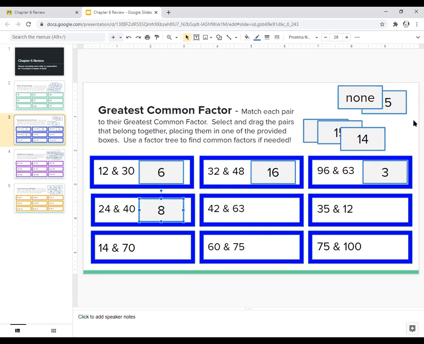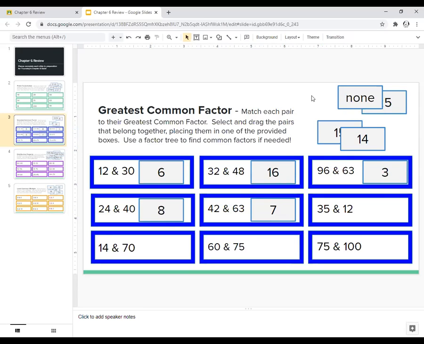What about between 42 and 63? What's their greatest common factor? 7. Yep, 7's their greatest common factor. Let's see. Oh, yep, there's a 7. What about between 35 and 12?